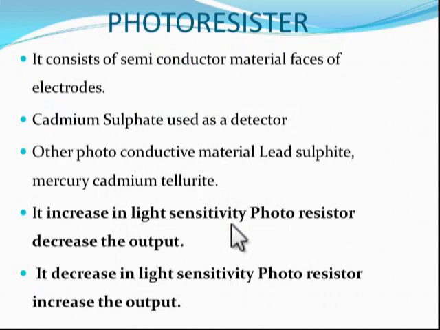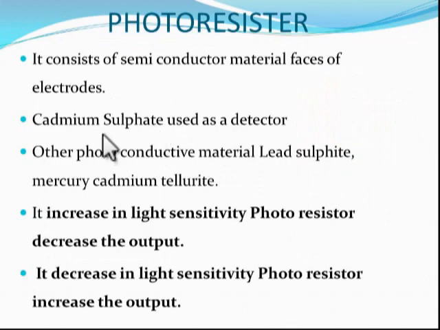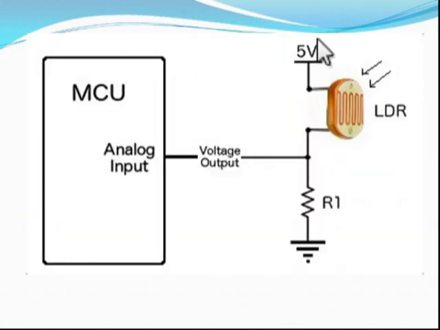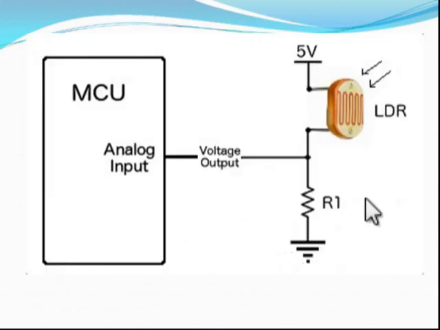Then photoresistors. It is a semiconducting material on electrodes. So it is a photoresistor. Cadmium sulfide is used as the detector material. Other photoconductive materials are lead sulfide and mercury cadmium telluride. An increase in light sensitivity of the photoresistor decreases the output. A decrease in light sensitivity of the photoresistor increases the output.